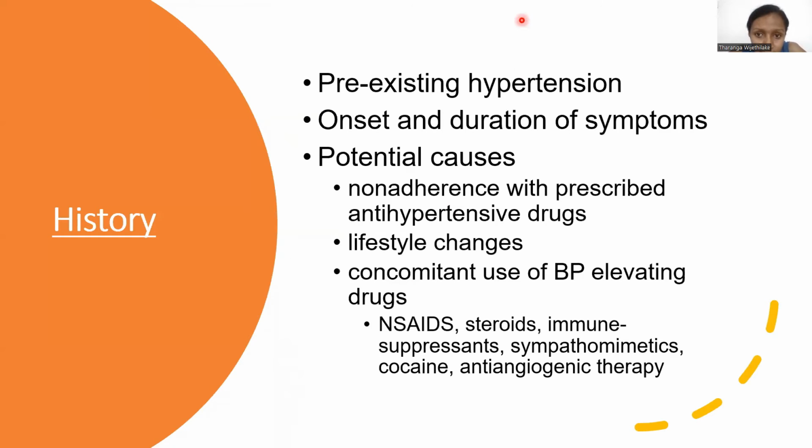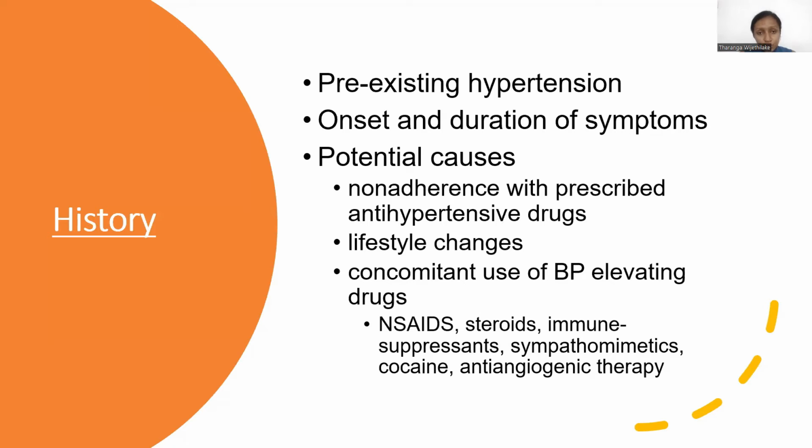So in the history, when you have a patient coming to you with any of the symptoms discussed up to now, we must ask them about pre-existing hypertension, and the onset and duration of symptoms, to determine whether this is an acute problem or a chronic problem. Then we have to figure out why, or the potential causes. Those of you who work in PCOs, OPDs, or even medical clinics, would see quite a number of patients who present.